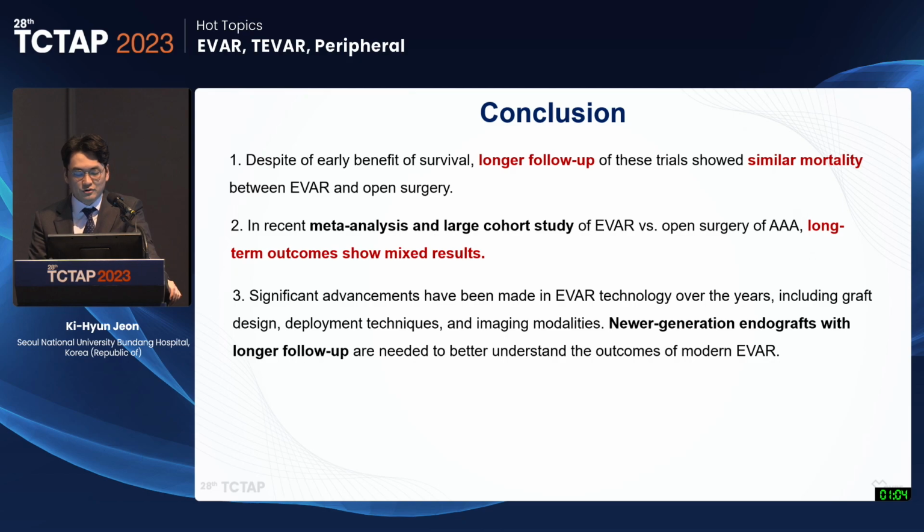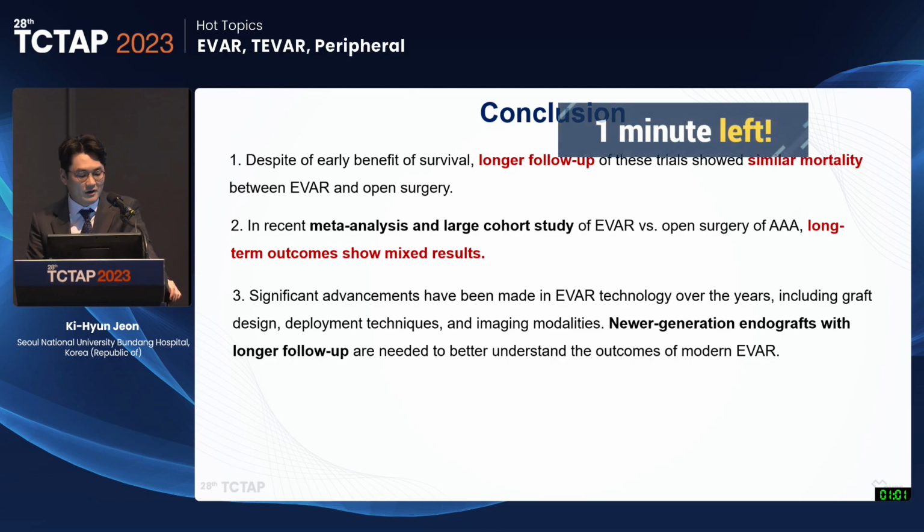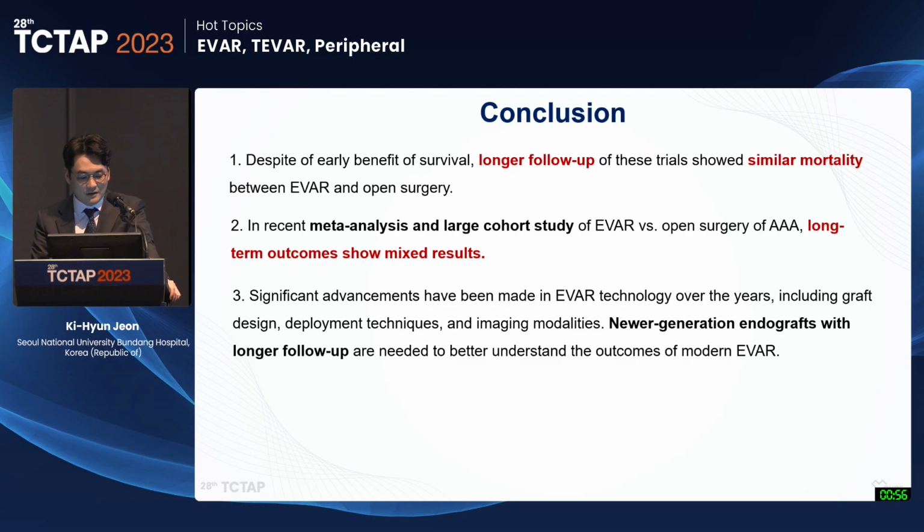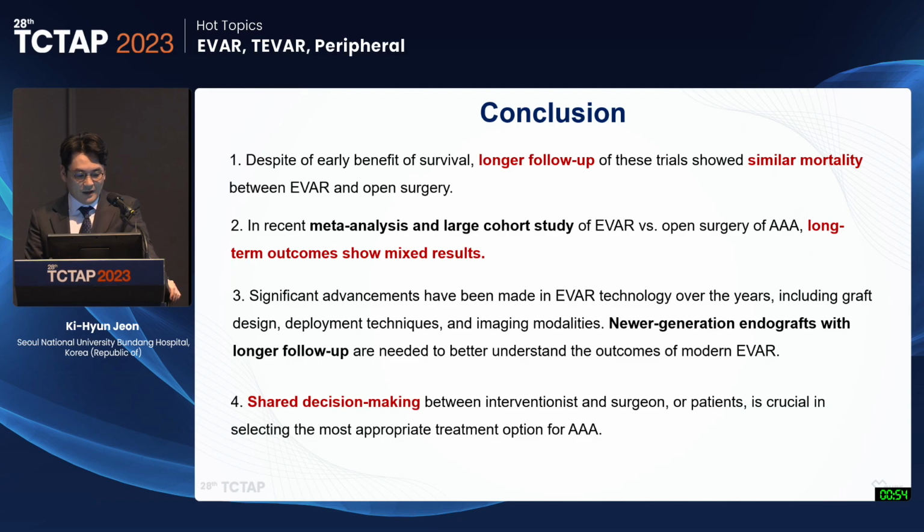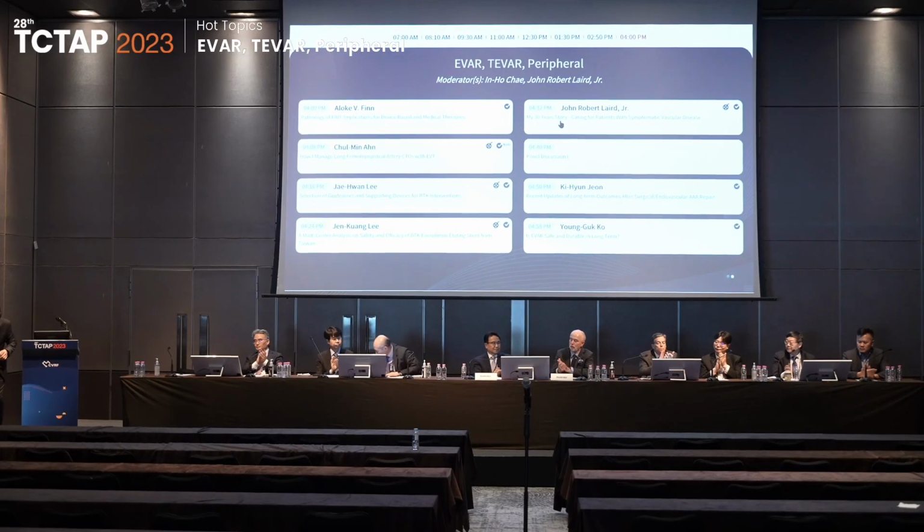So newer generation endografts with long-term follow-up are needed to better understand the outcomes of modern EVAR. As the guideline emphasized, shared decision-making between the interventionist, surgeon, and patient is crucial in selecting the most appropriate treatment option for AAA. Thank you very much.